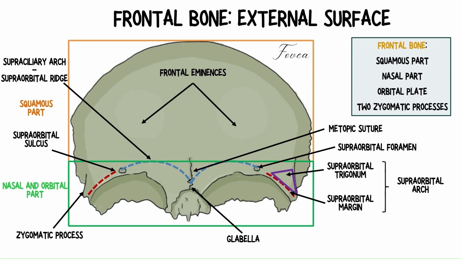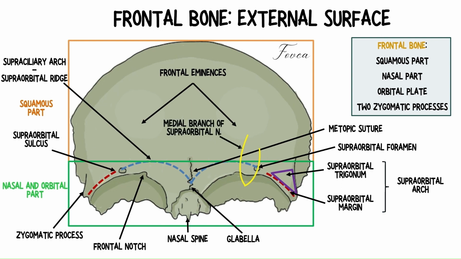A projection of the frontal bone extends downward and forward from the center of the nasal part, the nasal spine. It articulates with the nasal bones and with the perpendicular plate of the ethmoid bone. Along the superior margin of the orbit, there's a notch that sometimes turns into a hole, known as the frontal notch or frontal foramen. This foramen, located medial to the supraorbital foramen, lets the medial branch of the supraorbital nerve pass through, whereas the lateral branch goes through the supraorbital foramen.